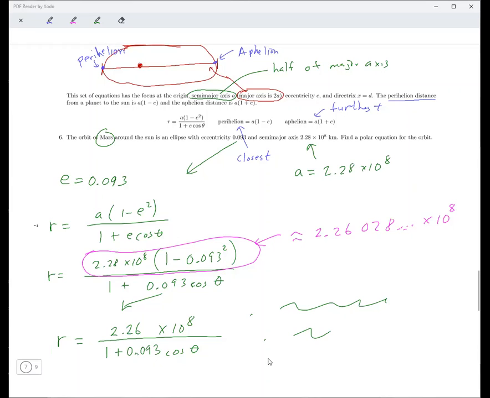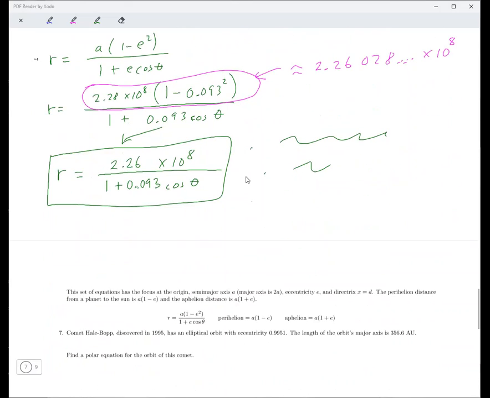Okay, 0.093 cosine theta. Okay, so that should work right there. Any questions about that? So planetary motion is fun to do.